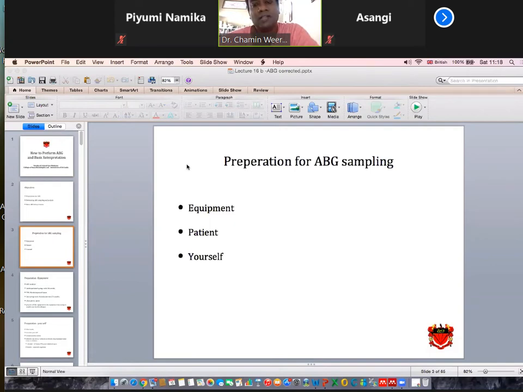Sometimes in ICU patients, the radial will not be palpable, maybe because of hypertension or peripheral vascular disease. In those sorts of situations, use the femoral instead of the radial.